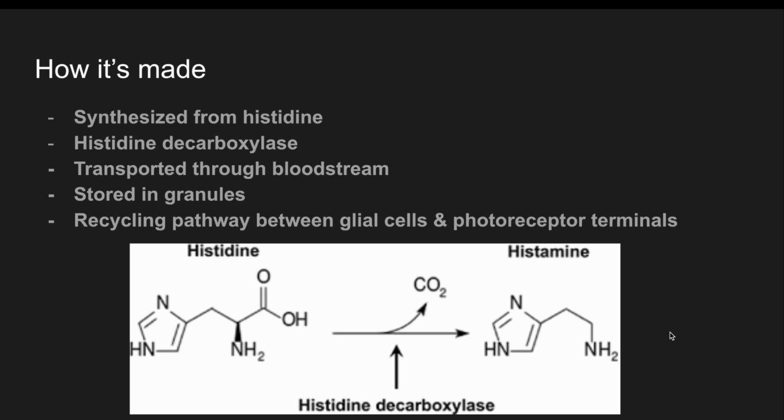Once it is synthesized, histamine is released into the bloodstream and transported to various tissues and organs. Histamine is stored in granules within mast cells and basophils until it is needed. When these immune cells are activated by various stimuli, for example allergens, they release histamine into the surrounding tissue. This release can be rapid and is an essential part of the body's inflammatory response.